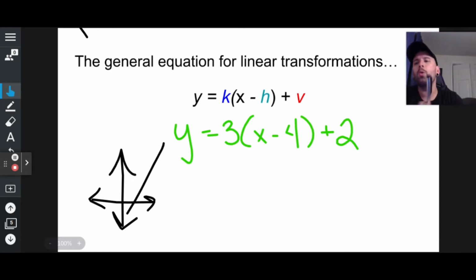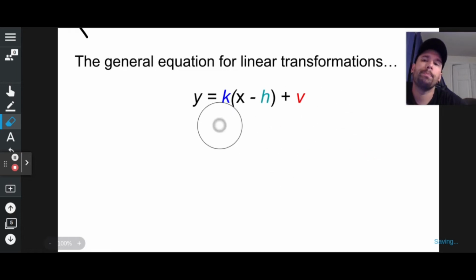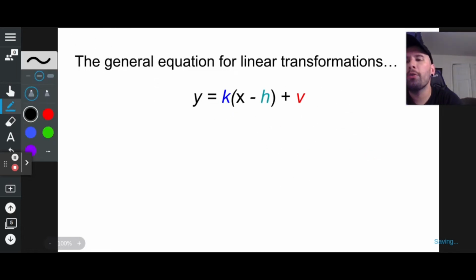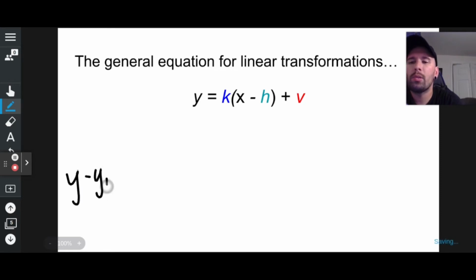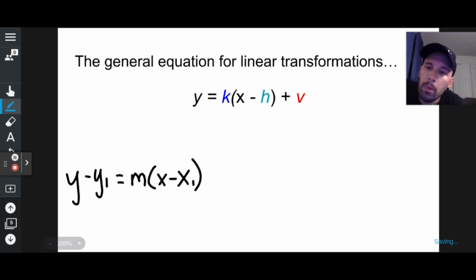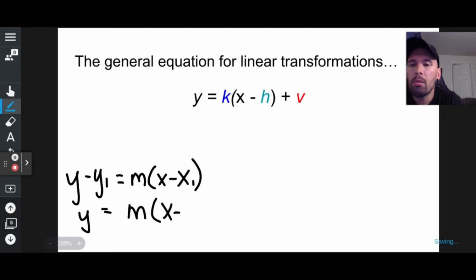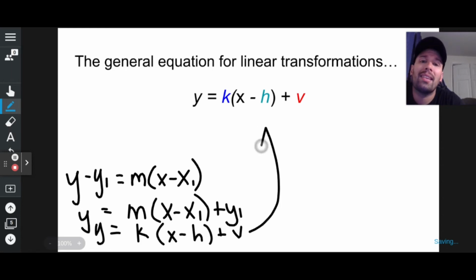Now, this equation is kind of special because it looks like an old friend. If I were to take an old friend that looks like this, and if you're like, oh, I recognize that, that's point slope form. And if I were to add y sub 1 to both sides, like so, and then turn that m into k, and then turn that x into h, and then turn that y into v, it's the same exact thing. So this is point slope form manipulated.